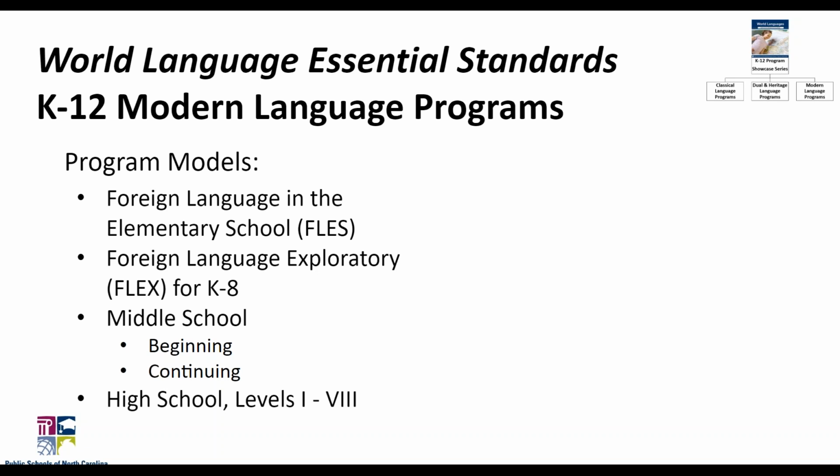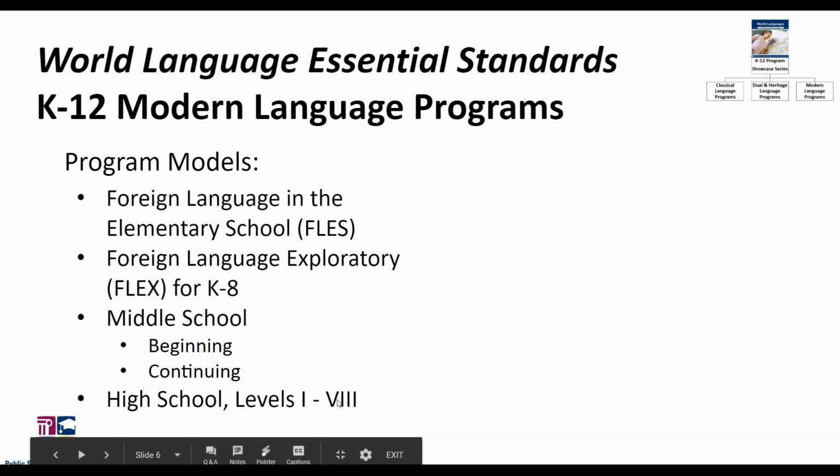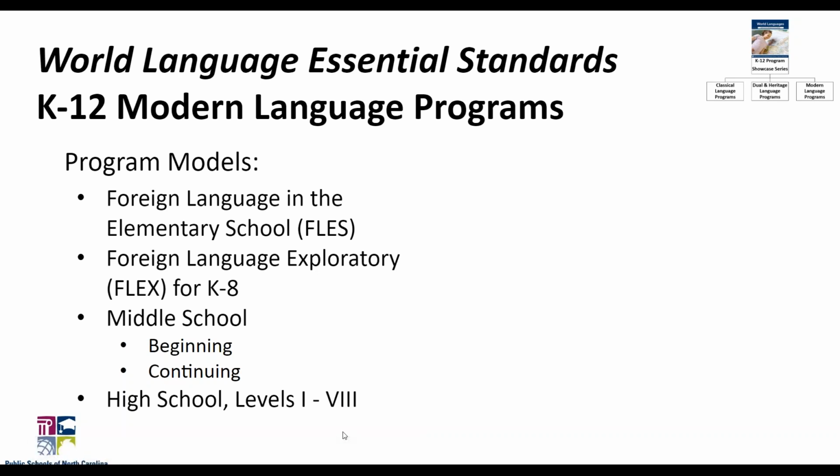In addition, we have high school programs in modern languages, levels 1 through 8. And some of you know that offerings are determined locally, so you may not have all 8 levels at your school for modern language programs. But within the standards, there's the possibility of offering levels 1 through 8 for high school credit. High school programs, and all of these programs you see here for middle school and the FLES for elementary, are language-focused programs that build proficiency in the modern language.